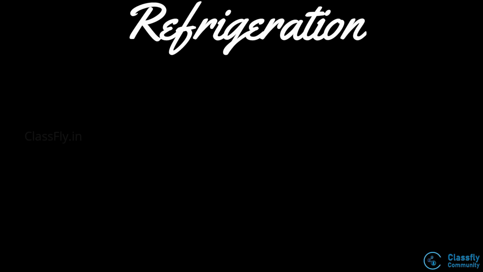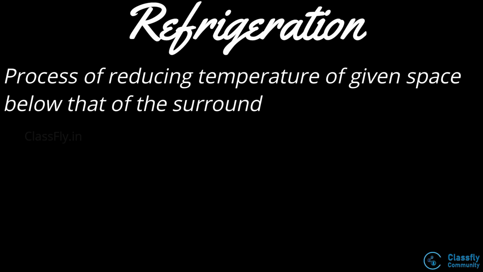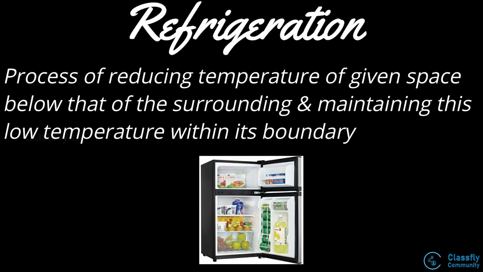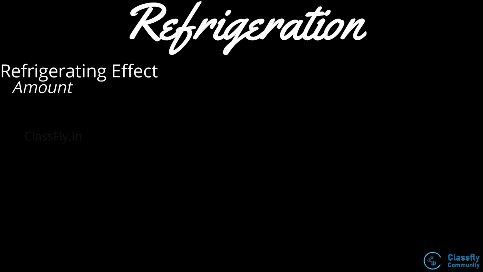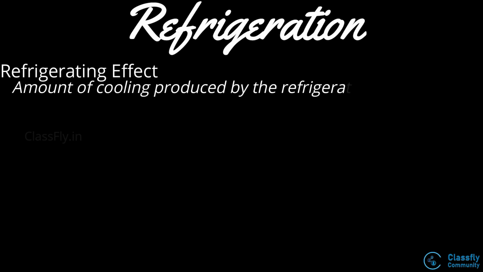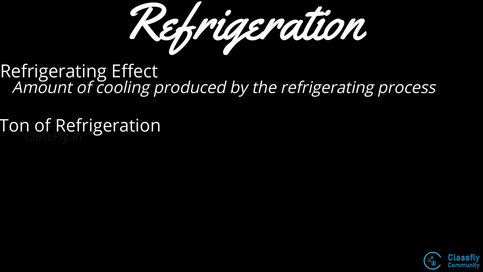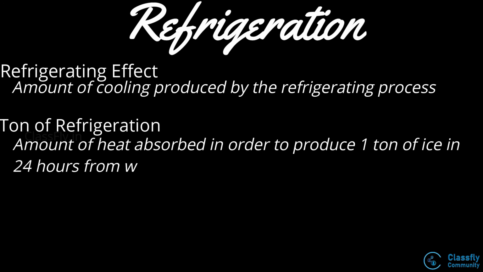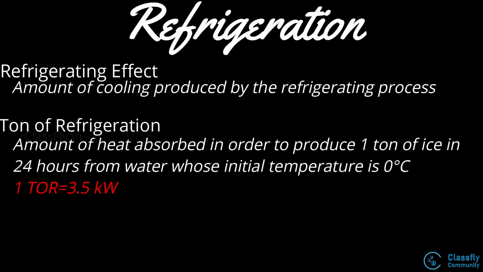Then we moved on to the concept of refrigeration. Well, refrigeration is the process of reducing the temperature of a given space below that of the surrounding and maintaining this low temperature within the boundary of the given space. The refrigerating effect is nothing but the amount of cooling produced by the refrigeration process. Ton of refrigeration is the capacity of the refrigerator, that is the amount of heat absorbed in order to produce 1 ton of ice in 24 hours from water whose initial temperature is 0 degrees. Hence 1 ton can be given as 3.5 kilowatts.